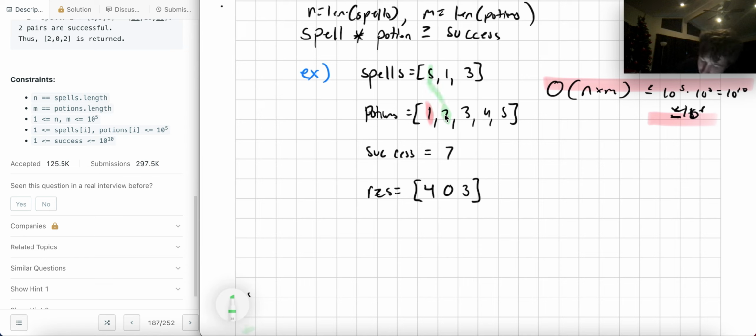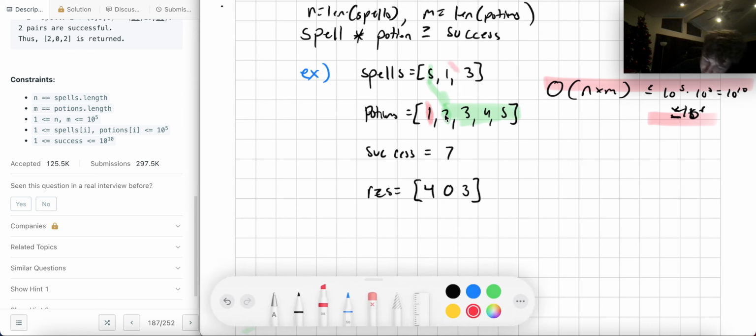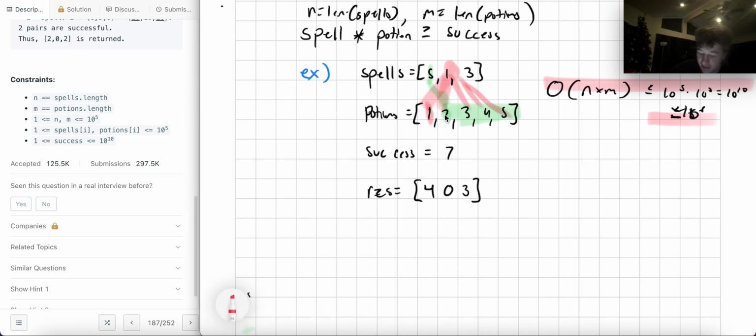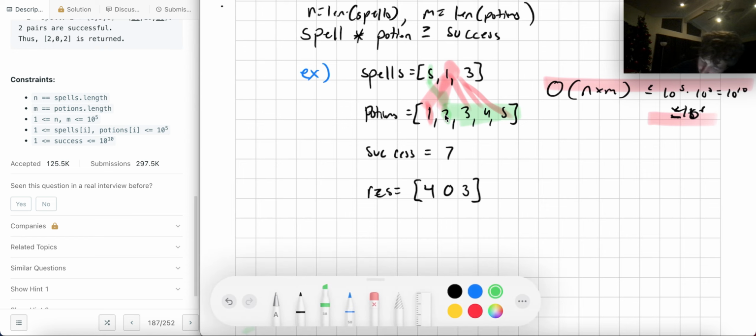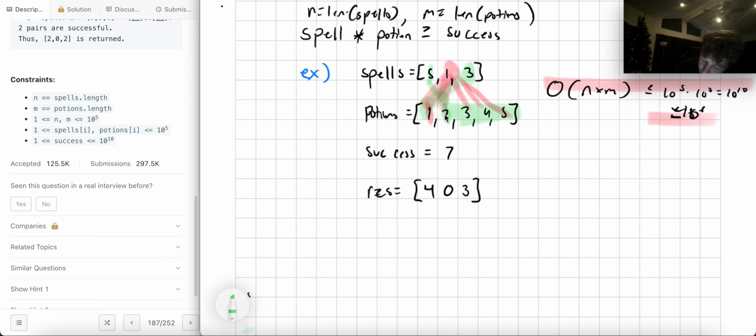So I only need to look at this 2 and infer that there's 4 here that work. With 1, it's a little bit of a different situation because I need to go through the whole system and I'd find nothing. When I look at 3, I'd say, okay, does 3 work with 1? No. Does 3 work with 2? No. Does 3 work with 3? Yes. Well, if 3 works with 3 and it's already sorted, then it's going to work with everything to the right. So that's how I can infer that there are 3 solutions in this case.